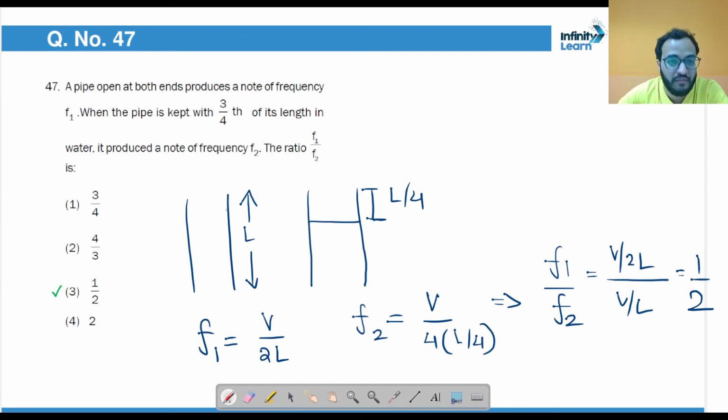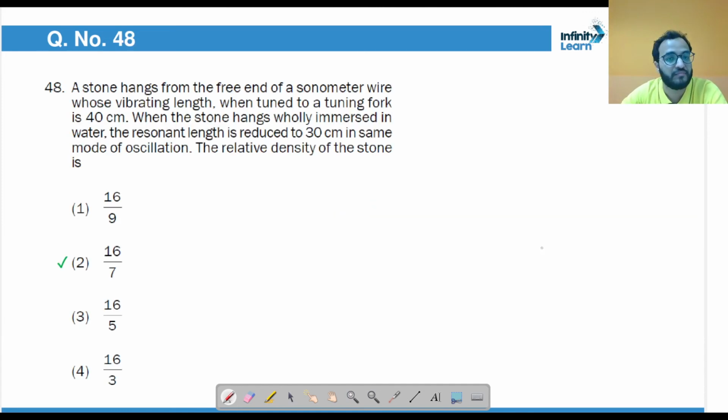Clear? See here, fundamental will be like this. This is the case of fundamental and here the fundamental will be like this. Right?